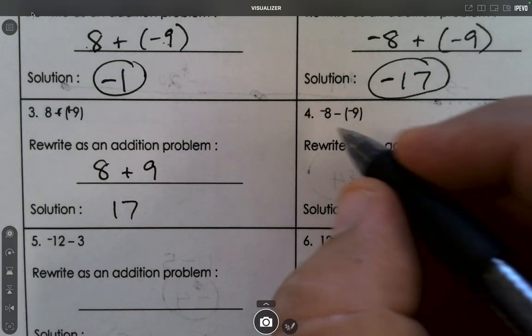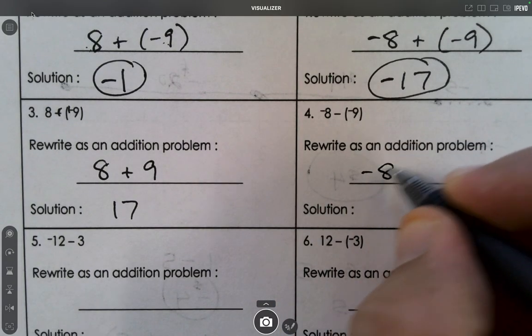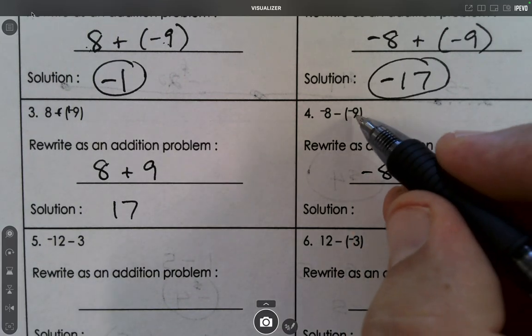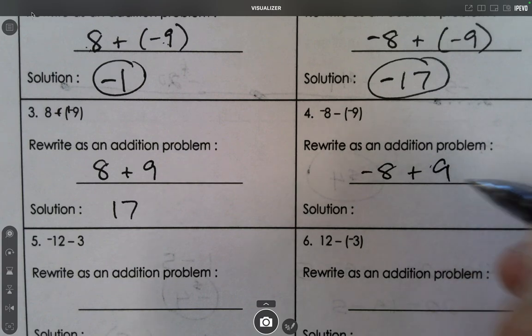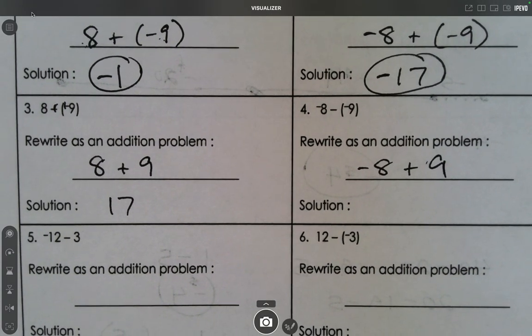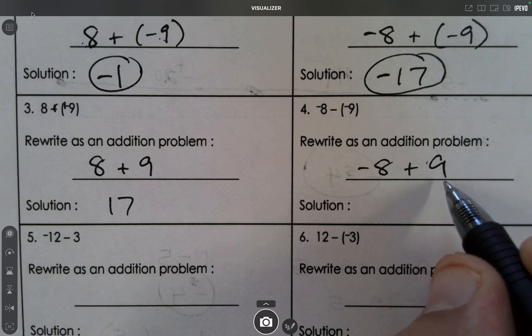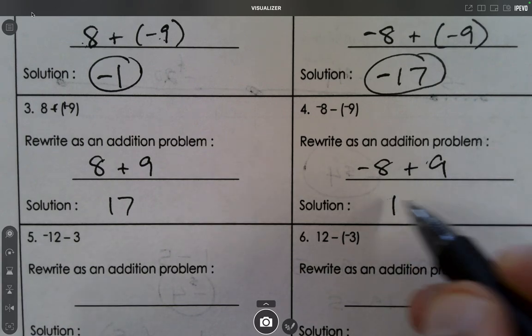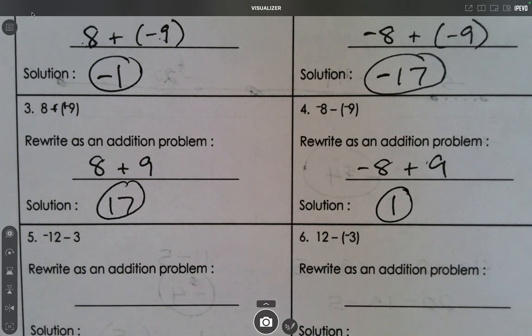Same on number 4. We keep negative 8 just as it is. We change the subtraction to addition, change the negative 9 to a positive 9. So we've switched to an addition problem, so we use the addition rules. We're adding two different signs this time. So we subtract 9 minus 8 and get 1. And we keep the sign of the bigger number, which is the 9, so we have a positive 1.